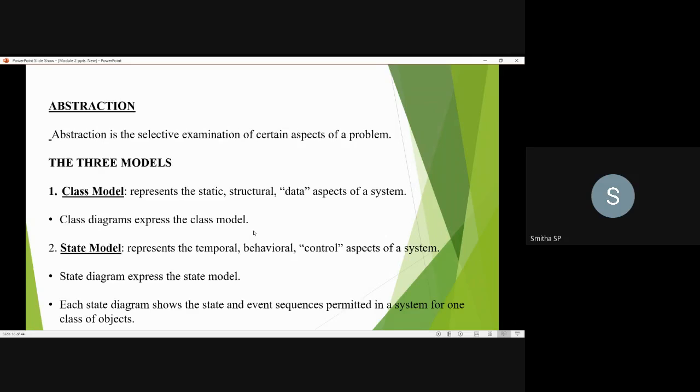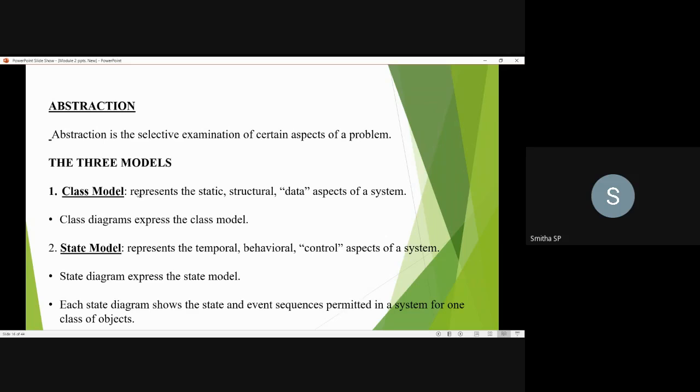The goal of constructing the class model is to capture those concepts from the real world that are important to an application. This is why the class diagrams are constructed. Class diagrams usually express the class models. So how are these class models represented? They are represented by the class diagrams.